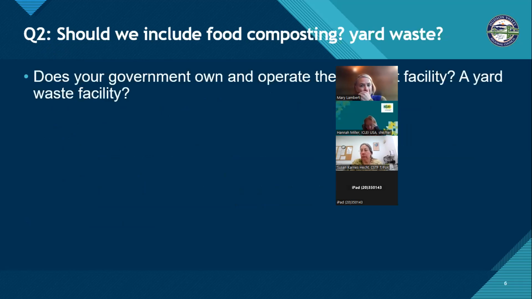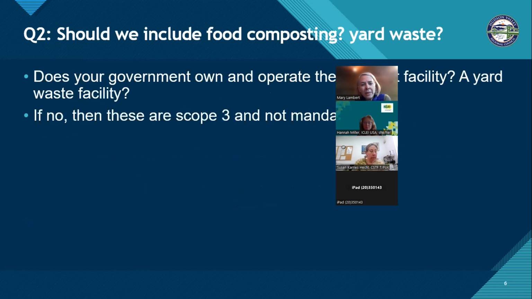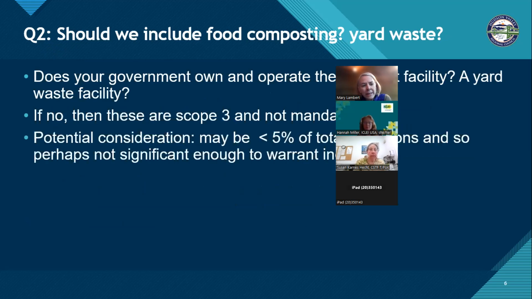Here we go. Should we include food composting and yard waste? So the question there is, does your government own and operate the compost facility or the yard waste facility? If no, then these are scope 3 and not mandatory. As mentioned, if the sector is less than 5% of total emissions, it is not considered significant enough to warrant inclusion. Again, this is optional. If you want to include it, you can.